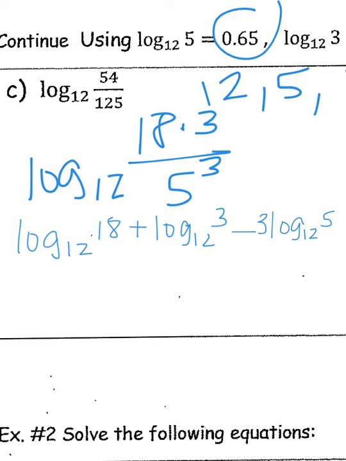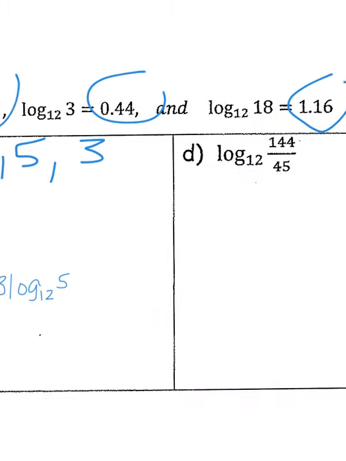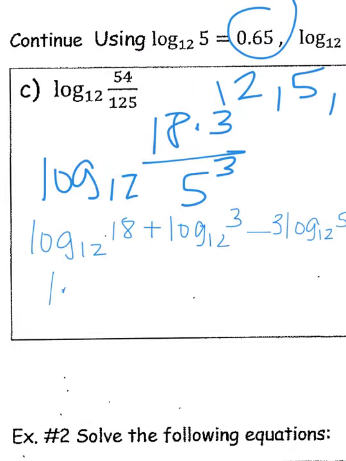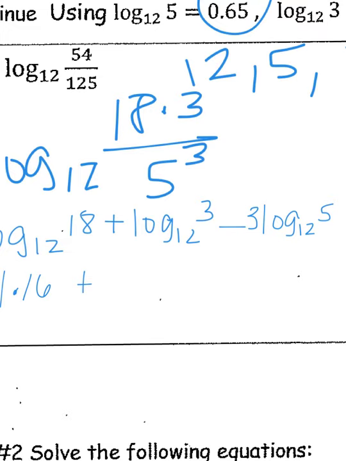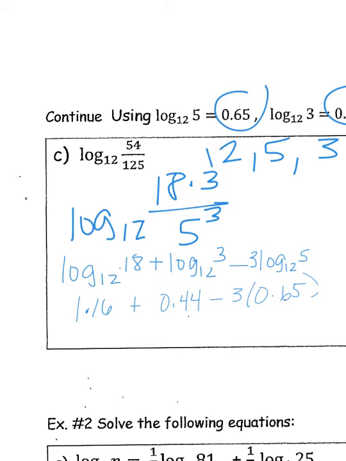Okay, so we're now going to substitute in our decimals. So the first decimal for log the base 12 of 18 is 1.16. So we're going to put that right here. Plus log the base 12 of 3 is the 0.44. Minus 3 times the 0.65. So I'm going to type that whole entire thing into my calculator. 1.16 plus 0.44 minus 3 times 0.65, and that gives me negative 0.39, and that would be the answer for letter C.